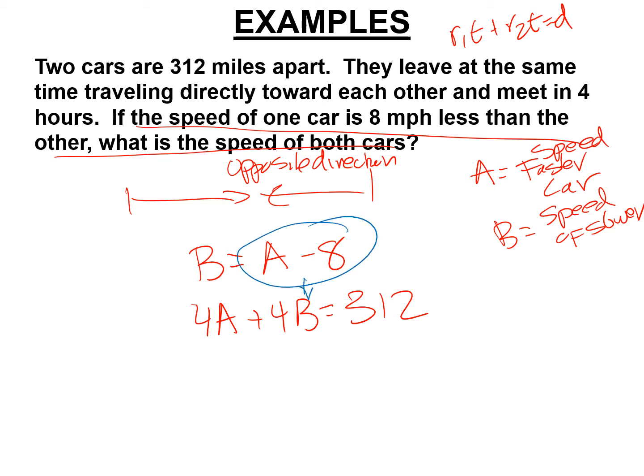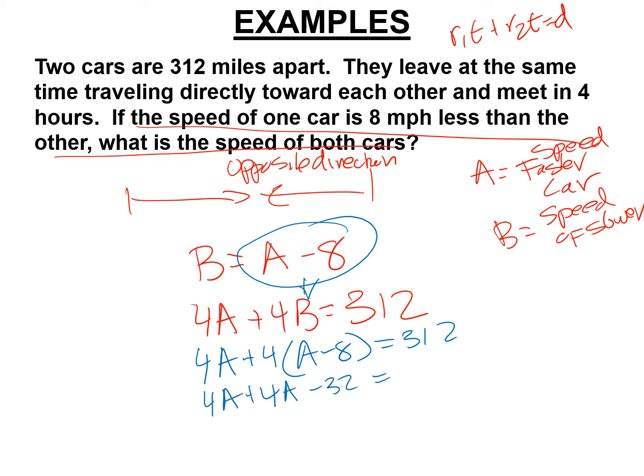So that equals B, right? So that goes where B is. Make sure you know what you're doing. B is the speed of the slower one. So we have A minus 8 goes for B equals 312. We're going to distribute. We get 4A plus 4 more A minus 32 equals 312. We get 8A minus 32 equals 312.